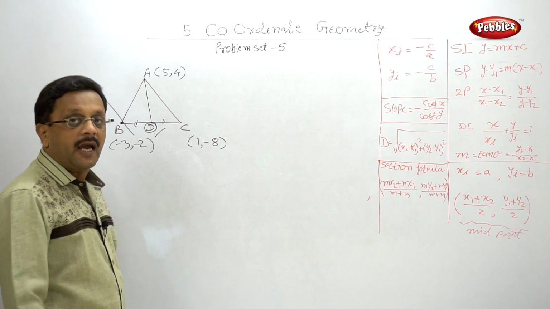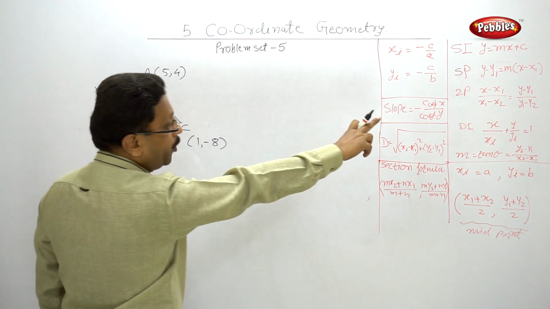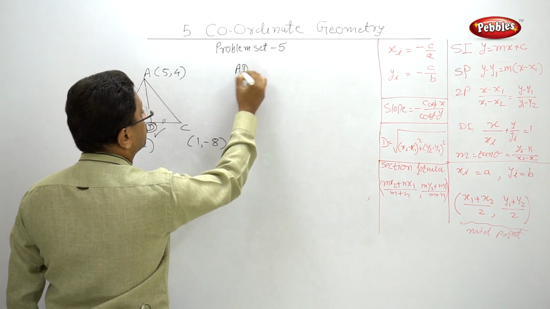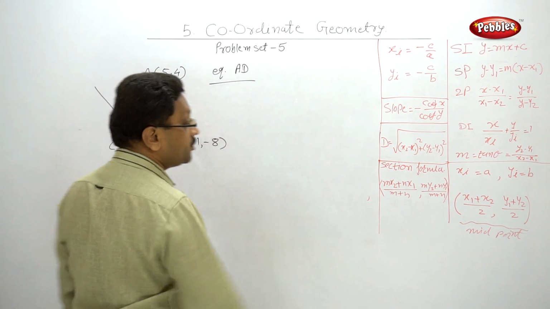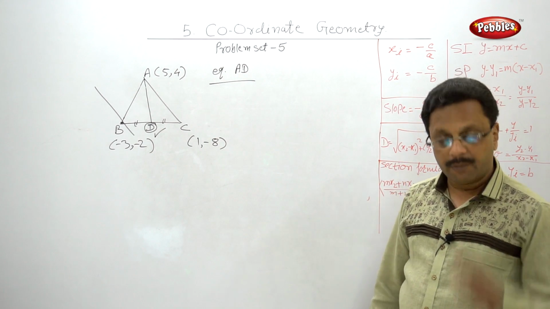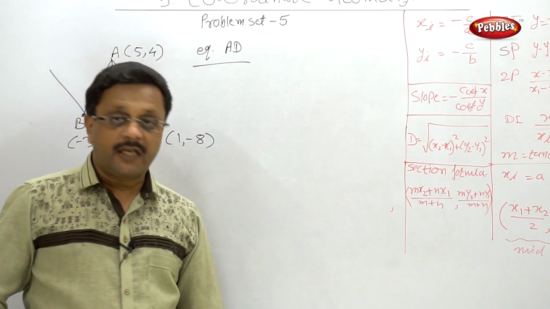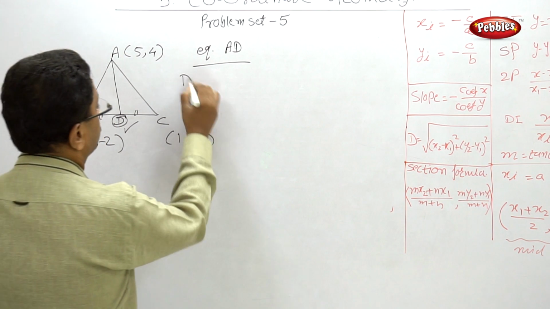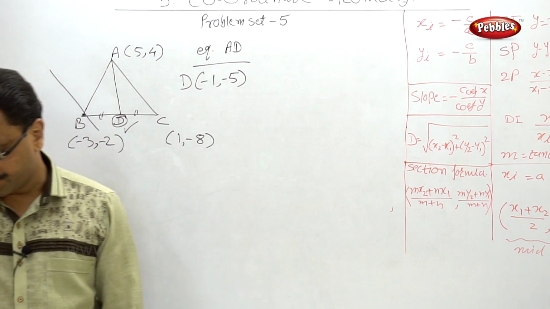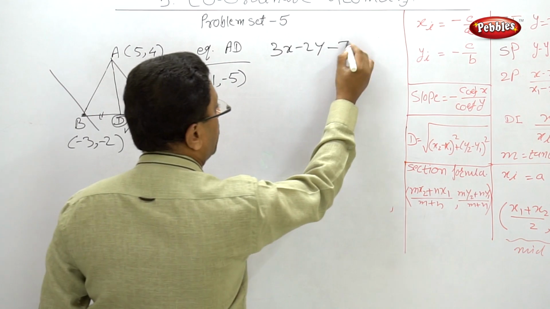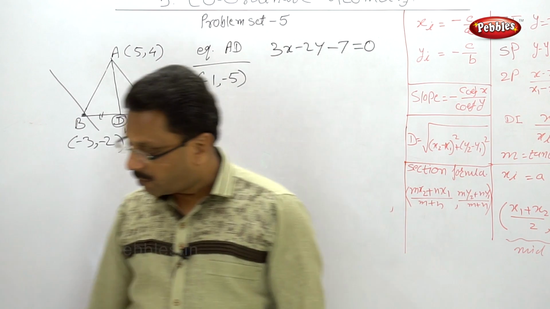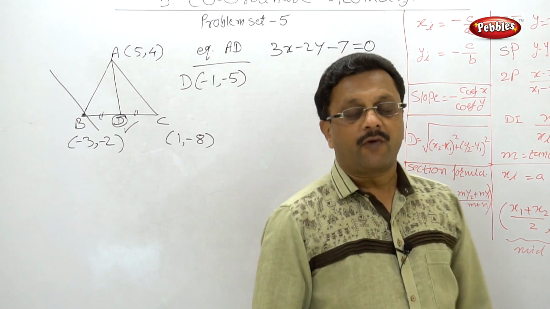Correct? So please pause your video and solve the first part only, that is, find the coordinates of D, and after that, substituting in the 2-point form, find the equation of line AD. Please do it now. The coordinates of D are -1, -5. Please check if you have got it correct. The equation is 3x minus 2y minus 7 equal to 0. This will complete your first part. The total marks are 5 and we have to find two equations.